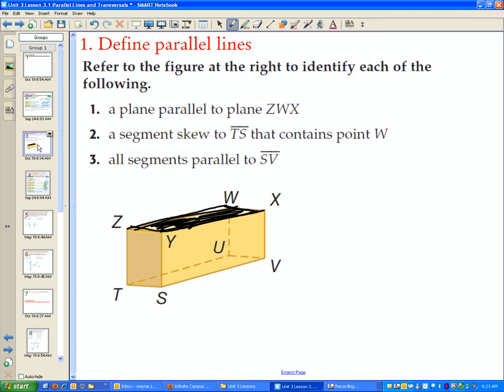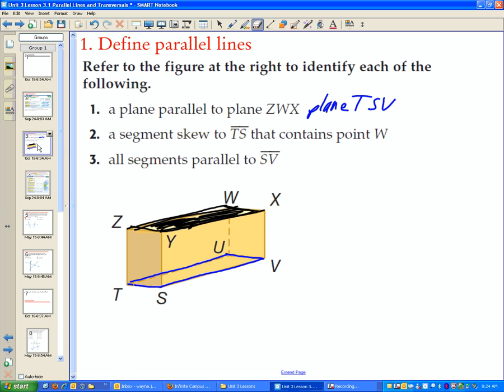So what's the only plane drawn in this figure that's not going to intersect ZWX? Yeah, TSV or TUV or SUV or VU, right? Just pick out 3 of them. So it's that blue one there in the bottom. Y'all called it, oops, I need to write the word plane. Plane TSV. Perfect.